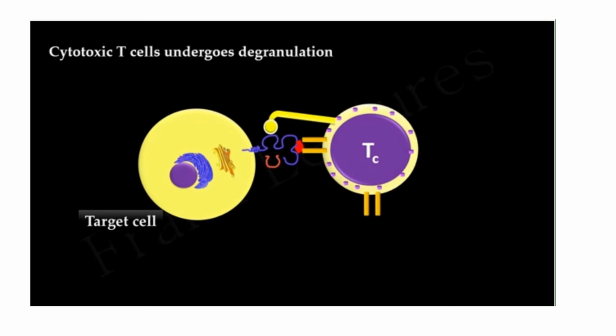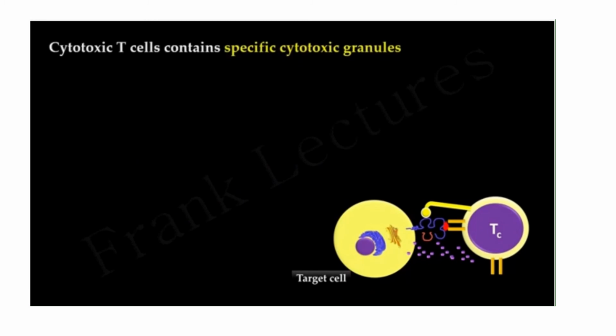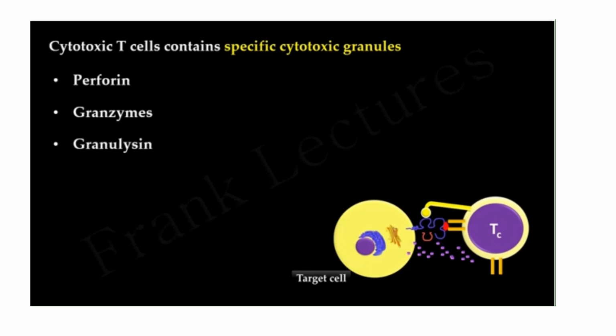In other words, the granules of the cytotoxic T cells migrate to the site of contact, and granule content is released. Cytotoxic T cells contain specific cytotoxic granules which contain preformed cytotoxic effector proteins such as perforin, granzymes, and granulysin. These proteins are synthesized and loaded into the granules as soon as the naive CD8 positive T cell encounters its specific antigen.